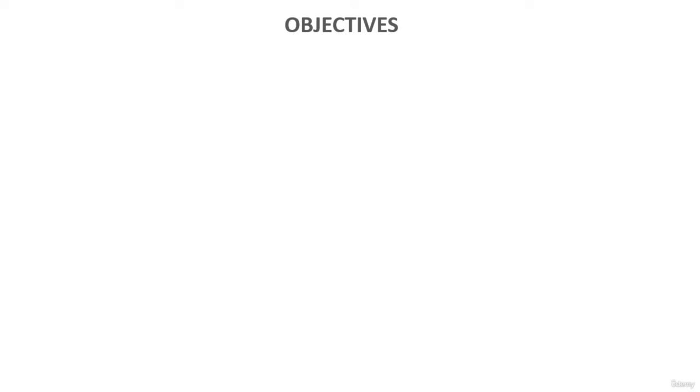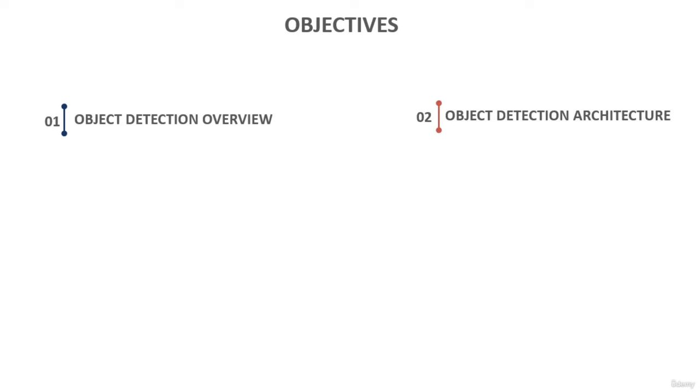Welcome back. In this module, we are going to first go through the basics of object detection models and then move on to understand the architecture of object detection. Then we will understand how object detection differs from object tracking and go through various object detection models.